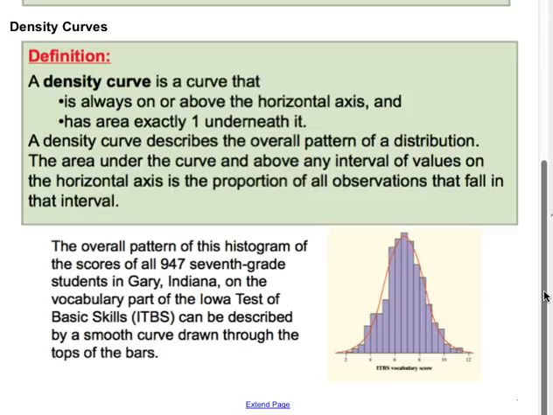Okay, we'll talk more about that as well. So for example, the overall pattern of this histogram of scores of all 947 7th grade students in Indiana, the vocabulary part of the Iowa Test of Basic Skills, can be described by a smooth curve drawn on top of the bars. So notice you can take a histogram and kind of smooth it over, and that would be the density curve for that distribution, okay? So you can draw a density curve over a histogram to get a sense of the smooth pattern that it makes.